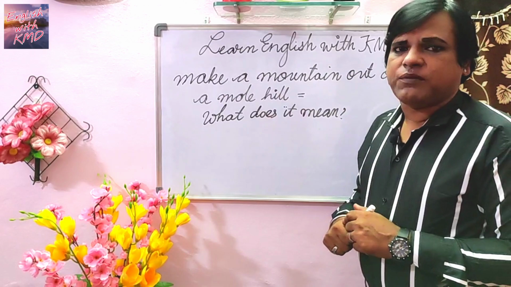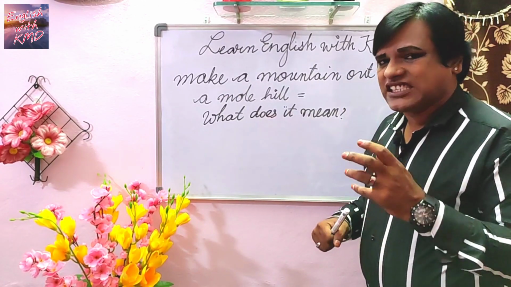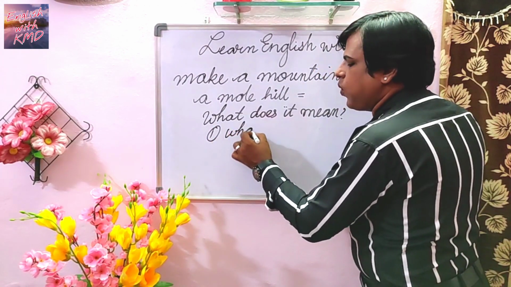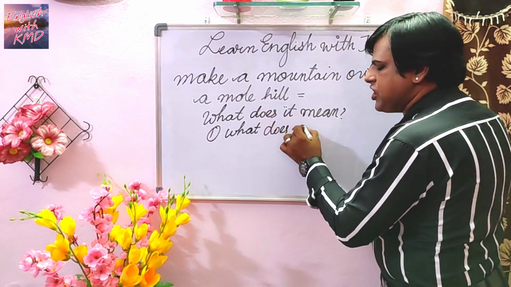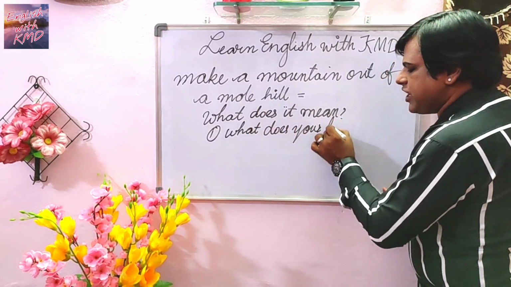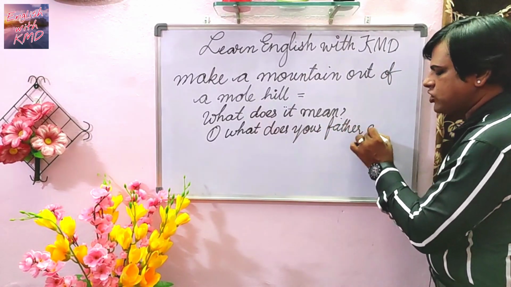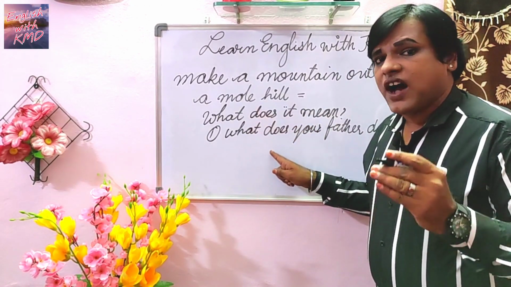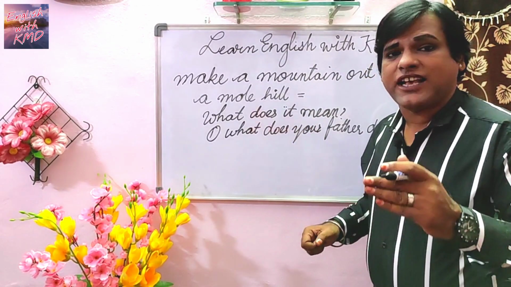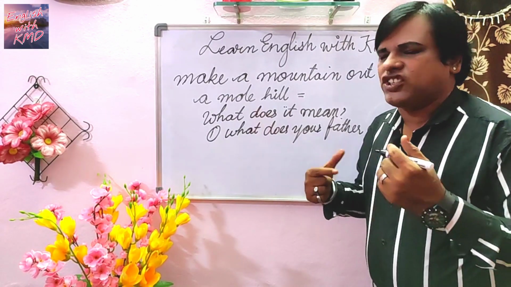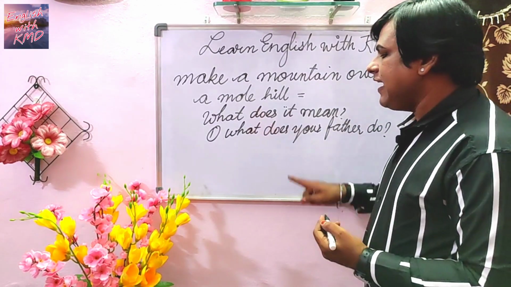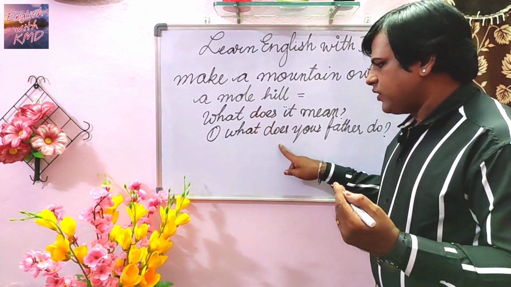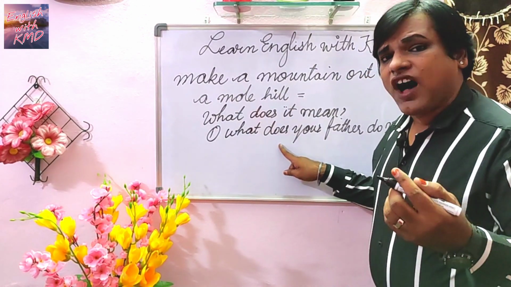I'd like to give you a couple of examples to make things more clear. Here comes question number one. What does your father do? I am talking about your father, and your father comes under the category of third person singular. And when I get the chance to talk about third person singular, I'm supposed to go with does, not with do. So the right question is, what does your father do?